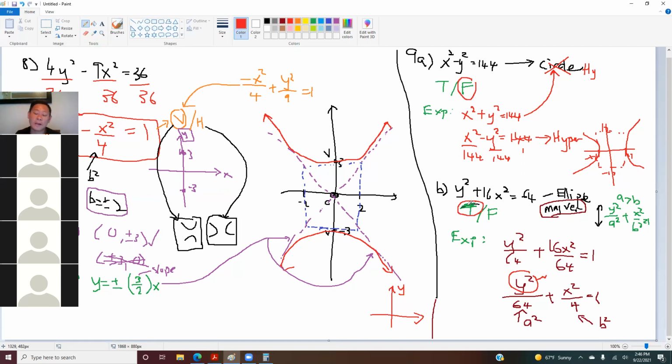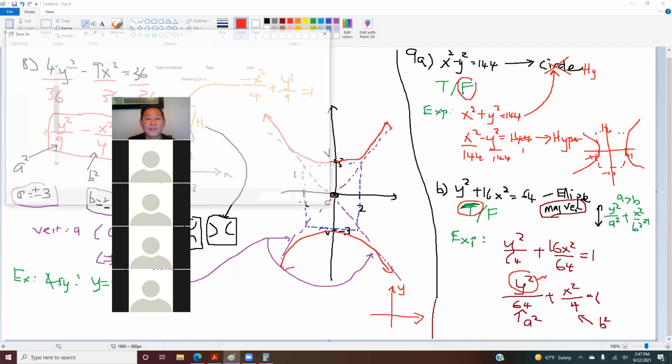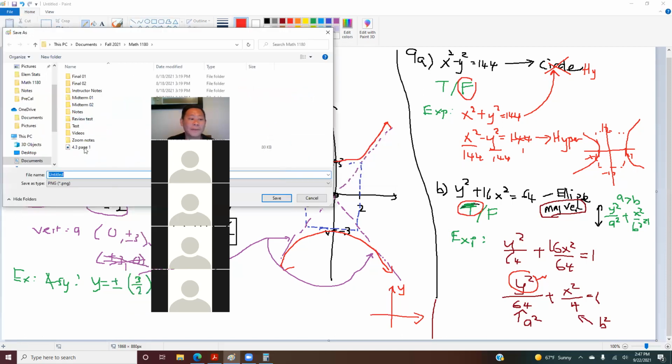So this is how you figure out whether your ellipse has a major axis that is vertical or horizontal. You look at who is bigger and look above it. If that is y, it's vertical. If the x number is bigger, then it's horizontal. So for question 9B, your answer is true. You guys all right? Any questions for me?